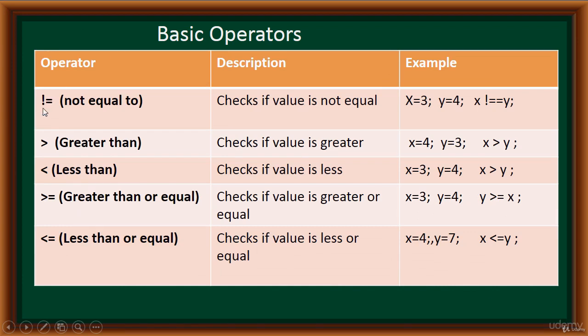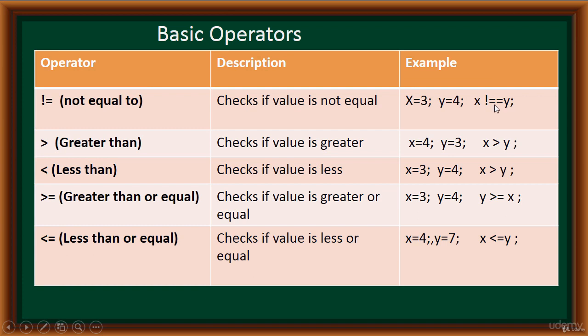Here we've got the exclamation mark followed by the equals. What this means is the value is not equal. So if you want to check if a value is not equal, this is how you specify it. For example, I've got a variable called x equals 3 and a variable y equals 4. If I want to check if x is not equal to y, this is how I will specify it.